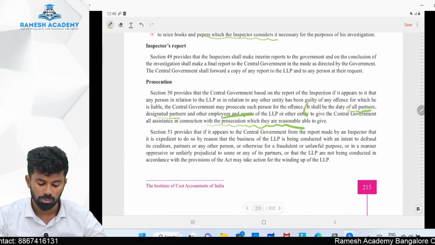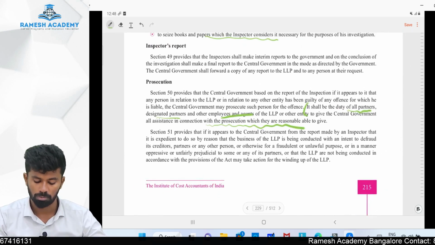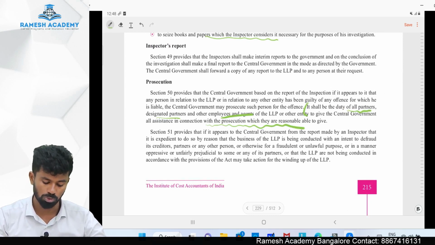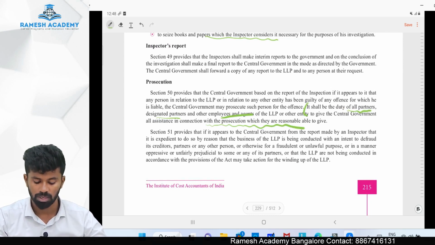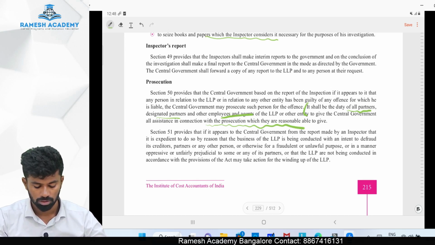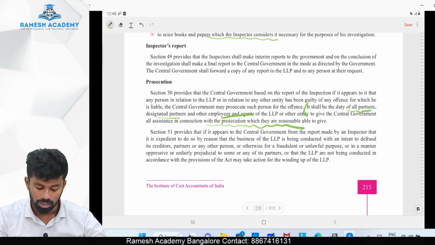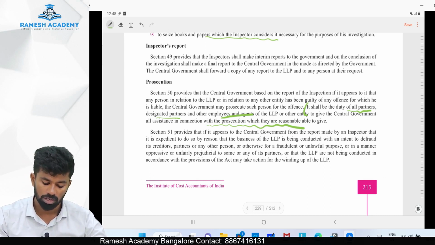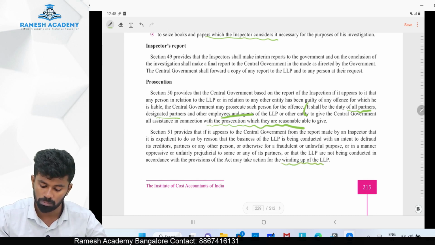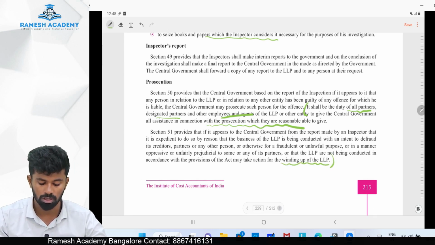Section number 51 provides that if it appears to the central government from the report made by the inspector that it is expedient to do so, by reason that the business of the LLP is conducted in an unlawful manner, or the LLP is not being conducted in accordance with the provisions of the Act, it may take action for what? Winding up of the LLP, that is closure of the LLP.